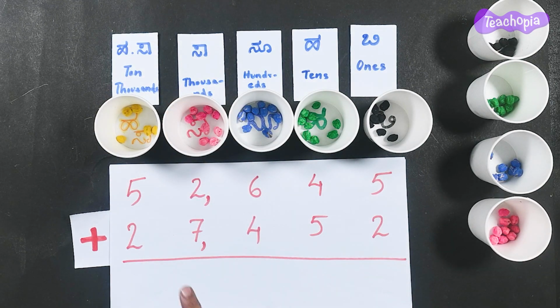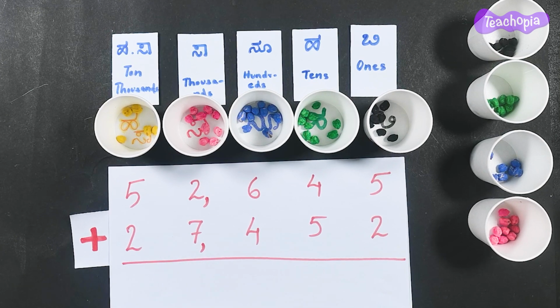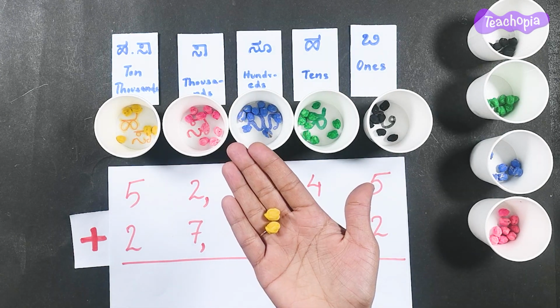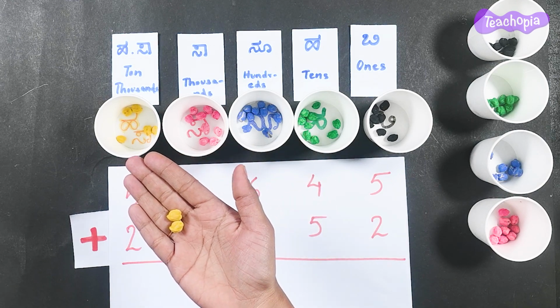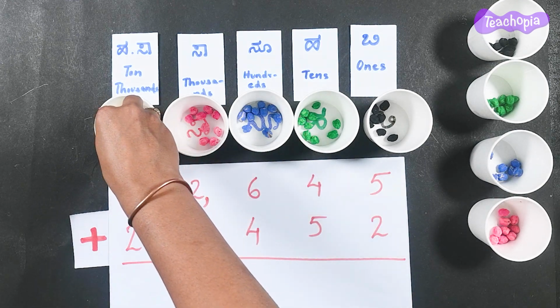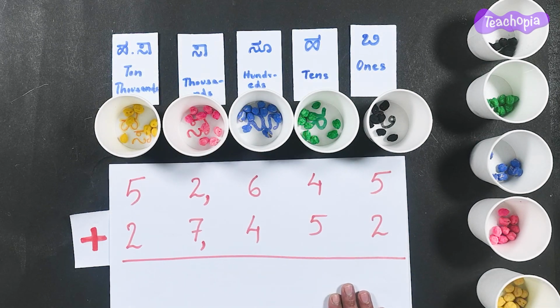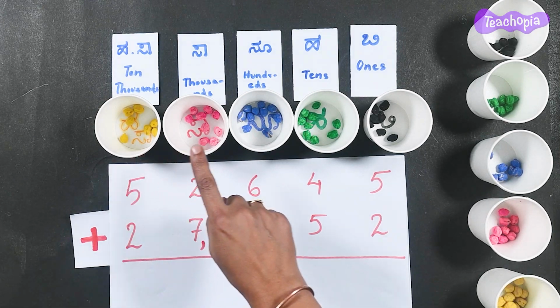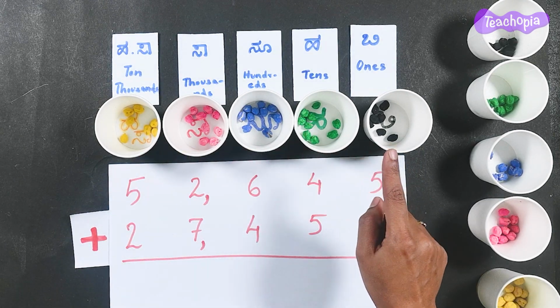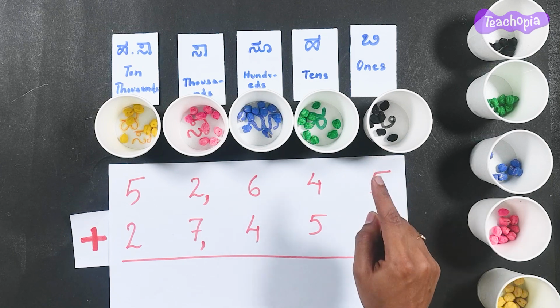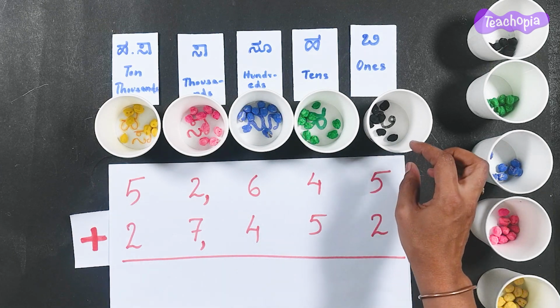In the 10,000s place, we have 2. We have to add 2 yellow colored grains to the cup in the 10,000s place. We have to take 2 yellow colored grains and put them in the cup representing the 10,000s place. Now we have to find the answer. By using the number of grains in each of these cups, we can find the sum of the two numbers shown here. Let us count the number of grains in the cup at the units place.